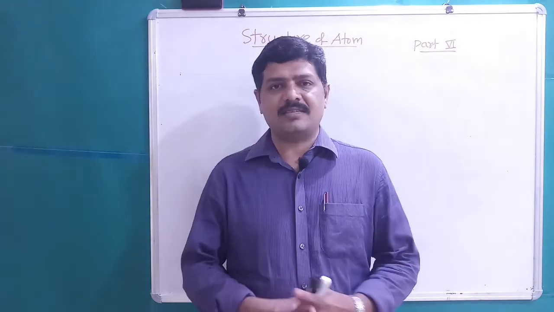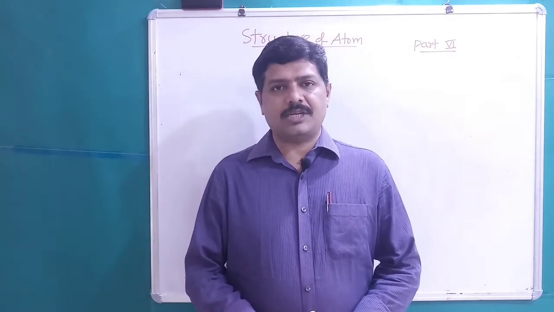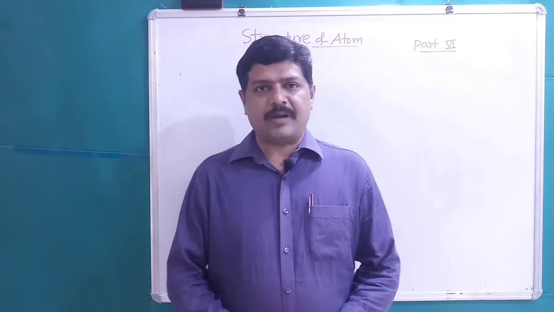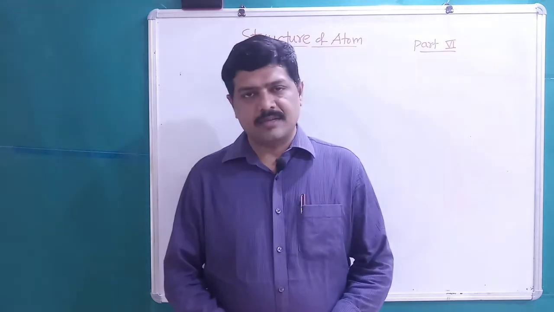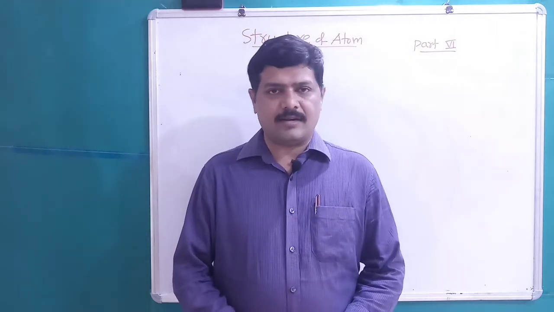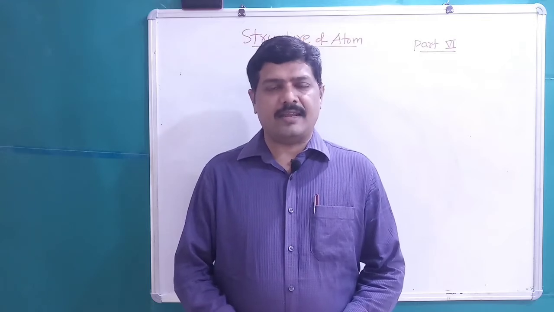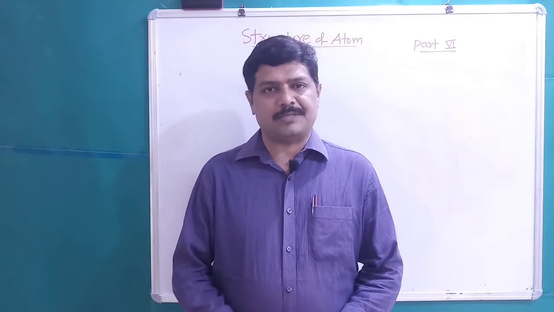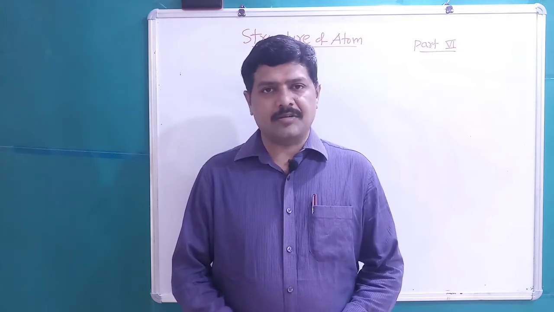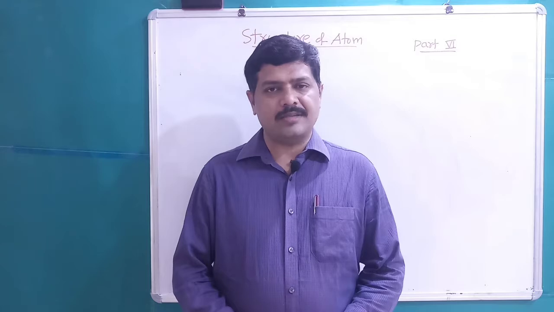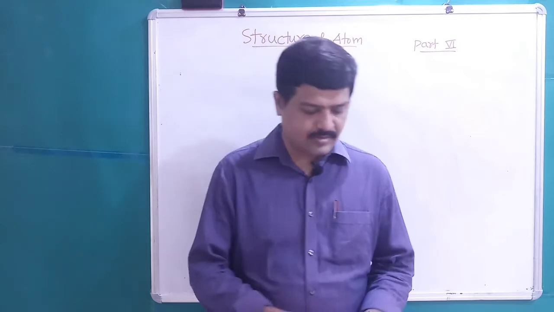Hi dear students, this is the sixth part of the chapter Structure of Atom. In the fifth part we learned about the Thomson model and its drawbacks, and the Rutherford model and its drawbacks. In this video we are going to learn some basic concepts: atomic number, mass number, isobars, isotopes, isotones, isosters, etc. Let us start the video now.